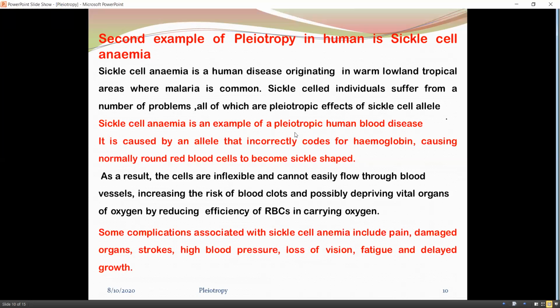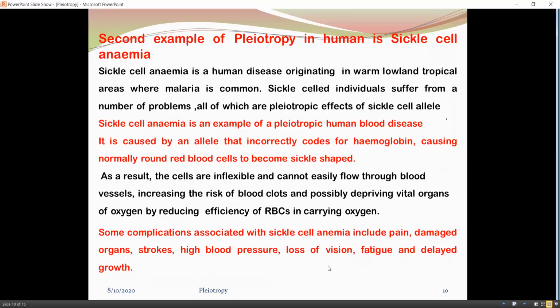Sickle cell anemia is an example of a pleiotropic human blood disease. It is caused by an allele that incorrectly codes for hemoglobin, causing normally round red blood cells to become sickle cell. As a result, the cells are inflexible and cannot easily flow through blood vessels, increasing the risk of blood clots and possibly depriving vital organs of oxygen by reducing the efficiency of RBC, red blood corpuscles, in carrying oxygen.